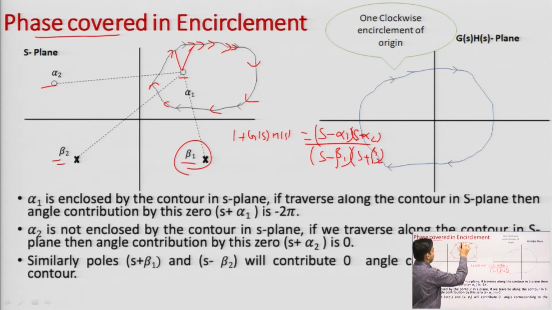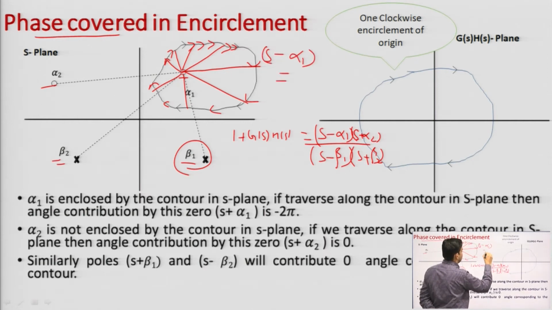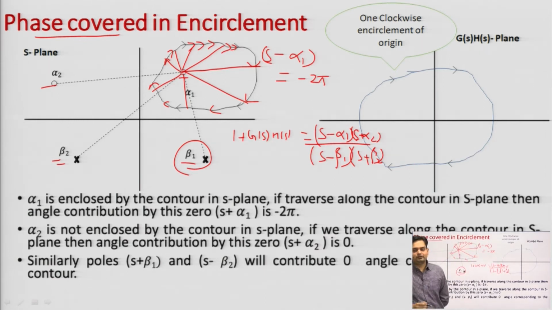I will calculate its phase here, its phase here, the phase at this point, and at this point, till I have completed my one closed circle. After moving the whole contour, I will find the angle contribution by s minus alpha 1 is minus 2 pi, because we move in clockwise direction 2 pi times with a minus sign, because we are moving clockwise.